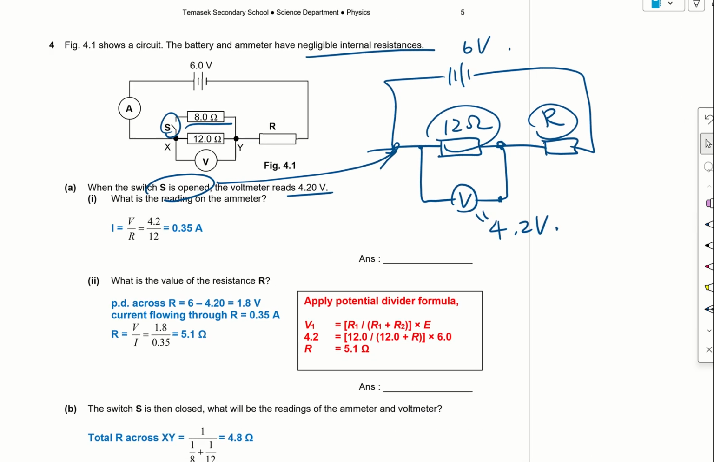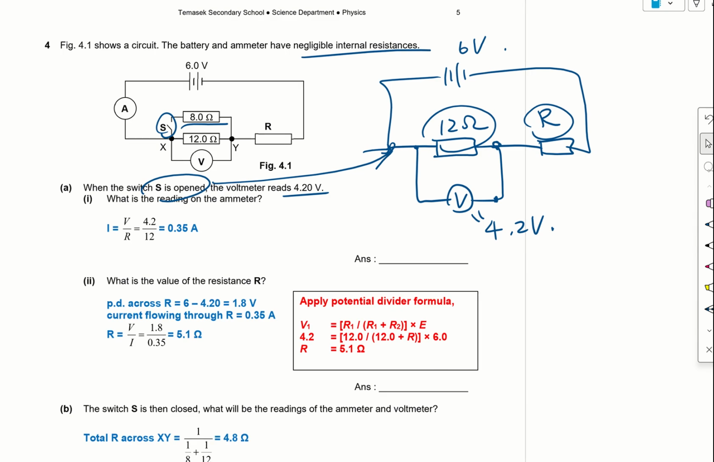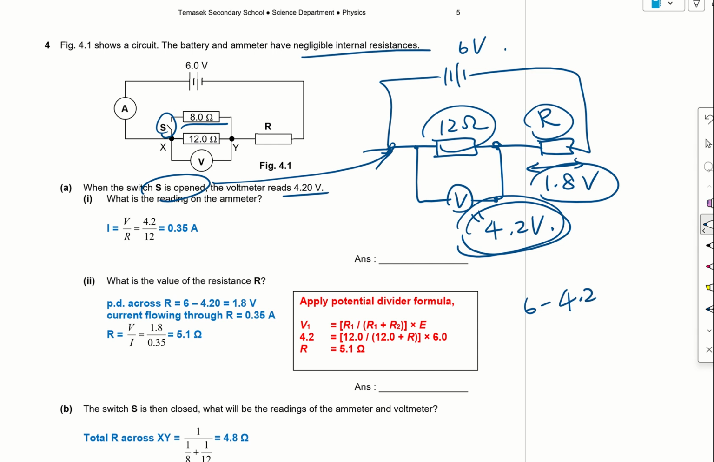Since they are connected in series, I'm going to say that the potential difference across here is 1.8 volts. Why? Because this is 4.2 volts, this is 1.8 volts. The two resistors are connected in series. In series, the potential difference is the sum across each resistor. So if this is 4.2, I can take 6 minus 4.2, and I will get 1.8 volts.